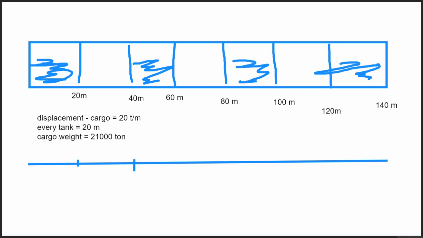Here we have one drawing. I will do it this way. That's easier. Here we have 80, 100, 120, 140. So what is the cargo weight in every tank? How much do we have in every tank?